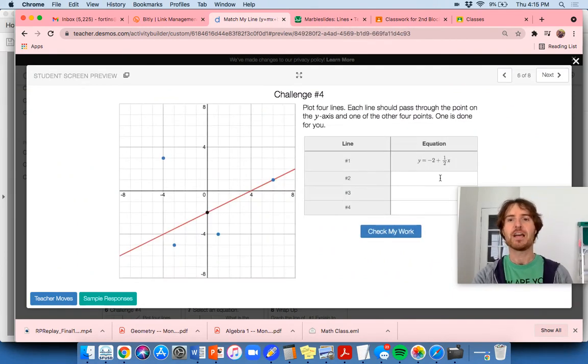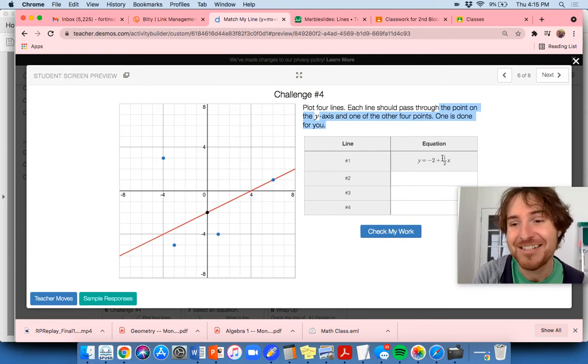Challenge number 4. Ooh, we got 4 equations here. Each line should pass through points on the y-axis and one of the other 4 points, okay? So here you're going to need a y-intercept that's not just 0. So you're going to have it be y equals mx plus b format, or it could be y equals b plus mx. That's the same thing, okay?